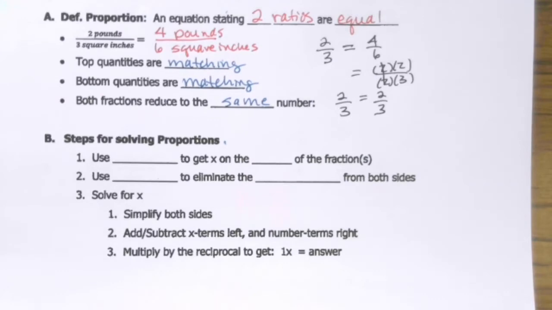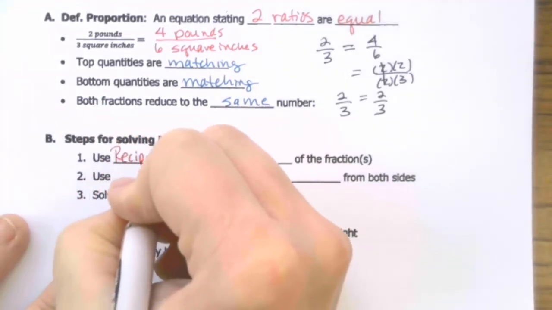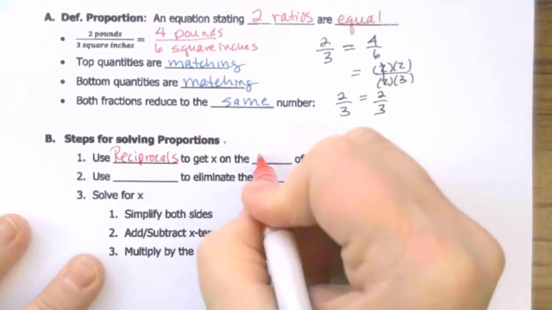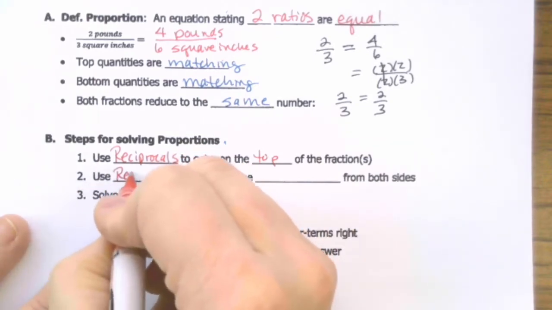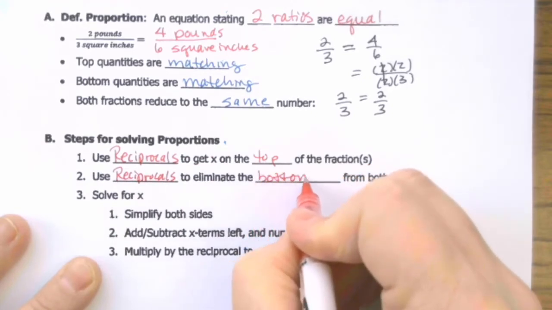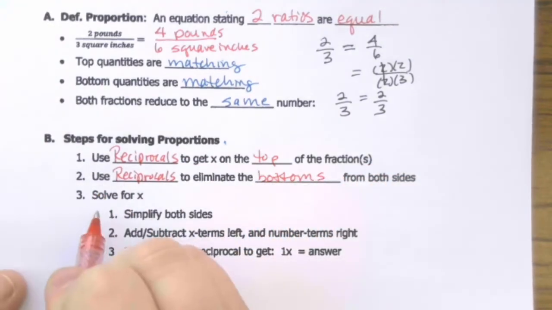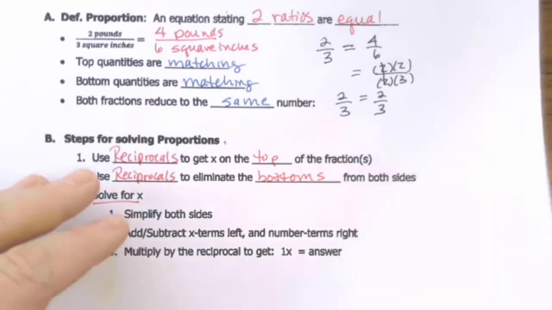Okay, so steps for solving proportions. Number 1, use reciprocals to get the x on the top of the fraction or fractions. Then you're going to use reciprocals to eliminate the bottoms from both sides. The third step is you're going to solve for x, which is old stuff. Simplify both sides, add or subtract x terms left and number terms right, and multiply by the reciprocal to get 1x equals your answer. All right, flip the page.